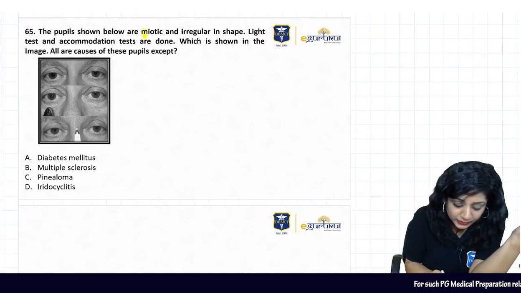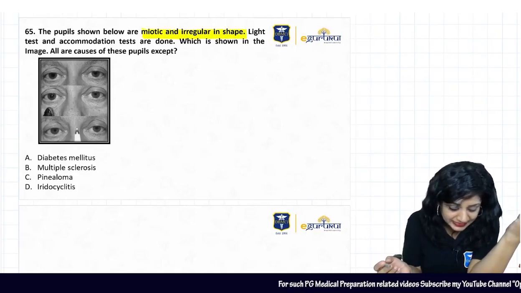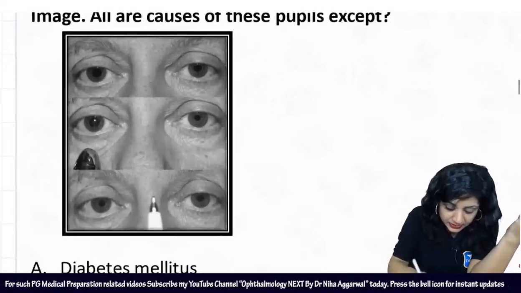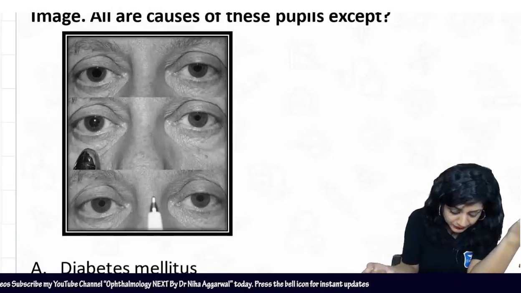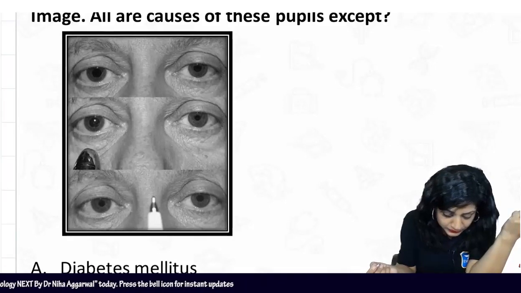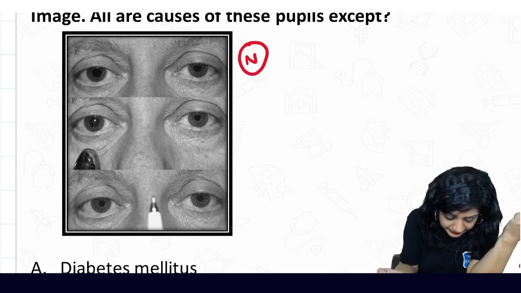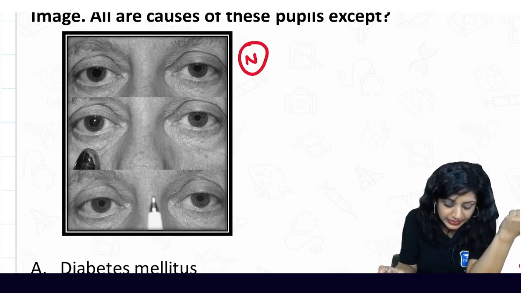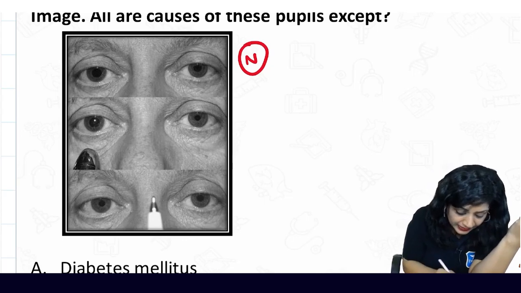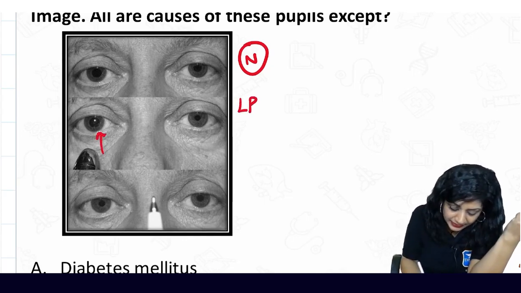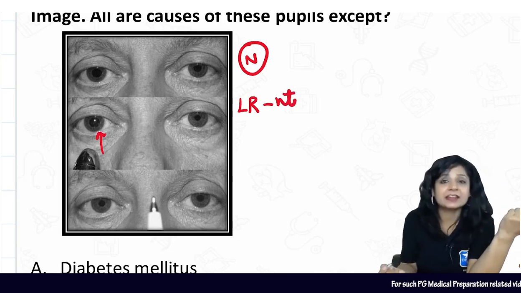Pupils are miotic and irregular in shape, light and accommodation tests are done. Now see this. These are 3 pictures they have given, right? Now if you see here, this I think is your normal one, and then they are giving you the light reflex. So when I am putting the light, can you see it is absent? So light reflex is absent here, both the direct as well as indirect.